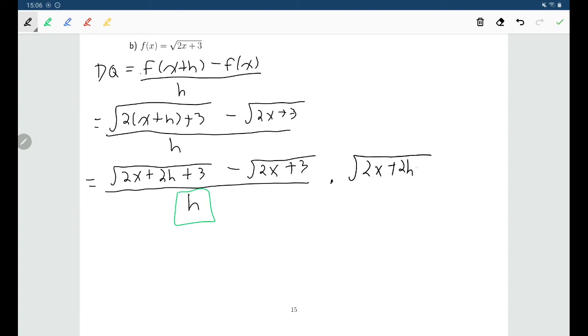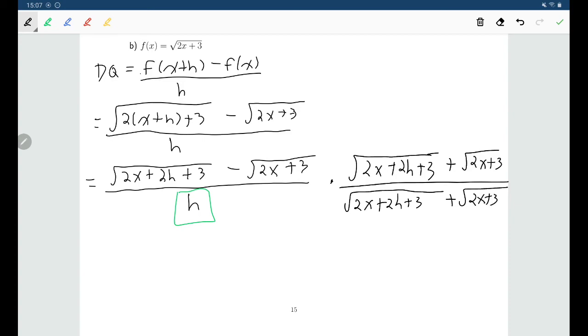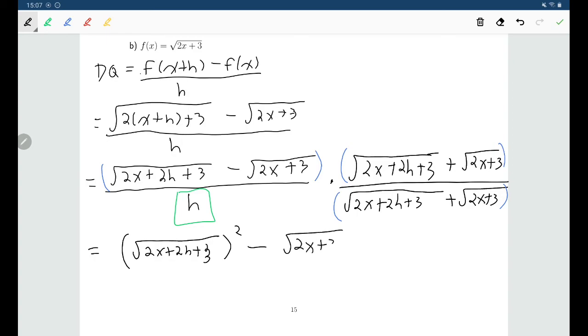So just like I would normally do if I was looking to rationalize something, I'd multiply top and bottom by the conjugate. So that's what I'm doing here. I'm going to multiply top and bottom by root of 2x plus 2h plus 3 plus root of 2x plus 3. When I multiply top and bottom by the conjugate, in the numerator, that's going to simplify things really nicely for me. I'll have the first thing squared, the root of 2x plus 2h plus 3 squared, minus the other root squared. And in the bottom, I'll have h times the one root plus the other.